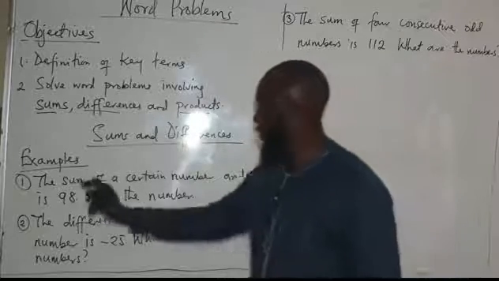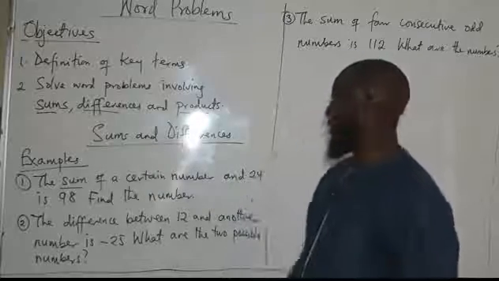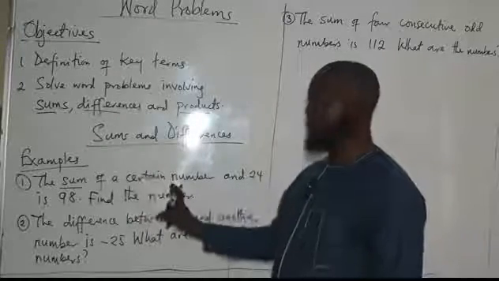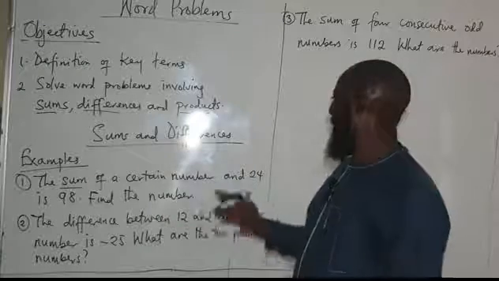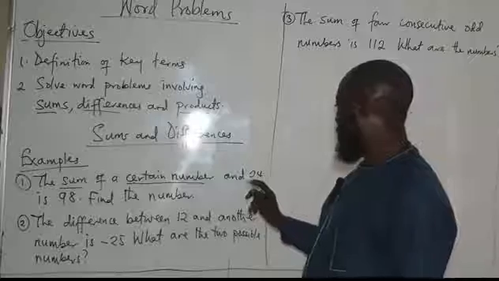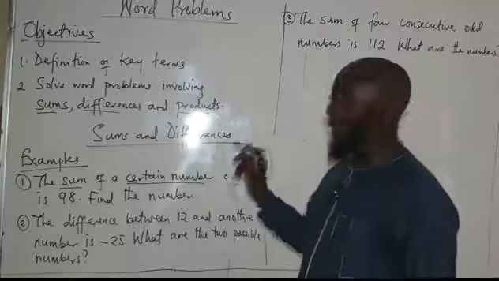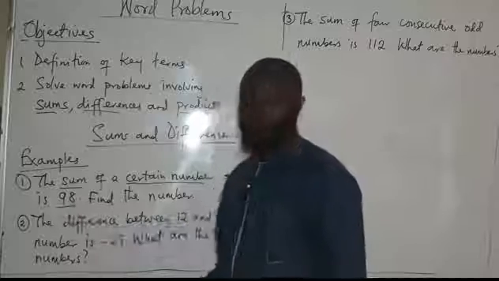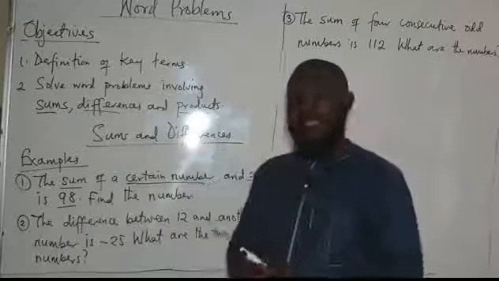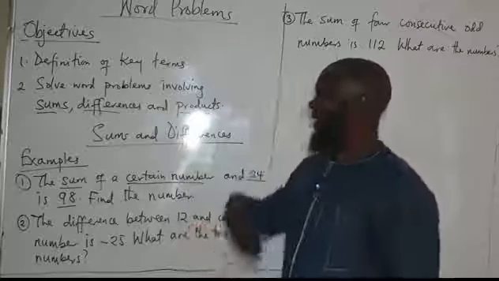Now, the next thing is to pick out the most important aspect of the question. So the sum, we're talking about sum. Sum means what? Add. Sum of a certain number, we don't know the number, and 24. So we're talking about a certain number and 24. Their sum, when you add the two numbers together, you will get 98.